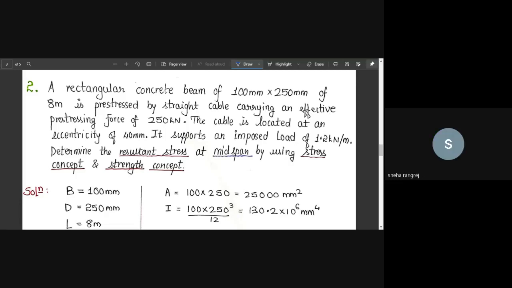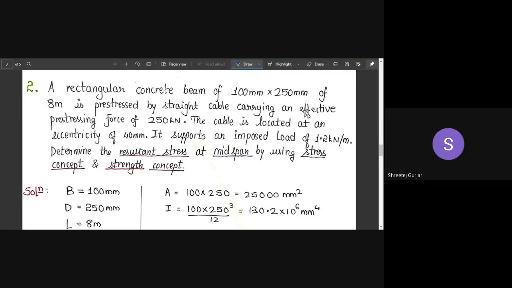A rectangular concrete beam of 100 mm by 250 mm, of 8 meters span, is pre-stressed by a straight cable carrying an effective pre-stressing force of 250 kilonewtons. The cable is located at an eccentricity of 40 mm. It supports an imposed load of 1.2 kilonewtons per meter. Determine the resultant stress at midspan by using the stress concept and the strength concept.